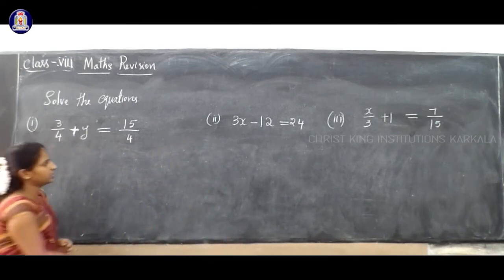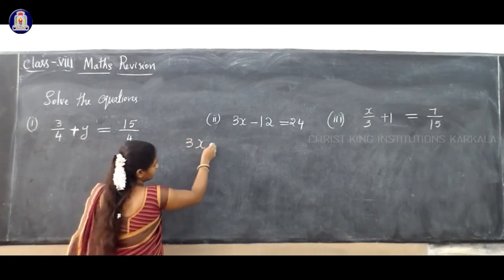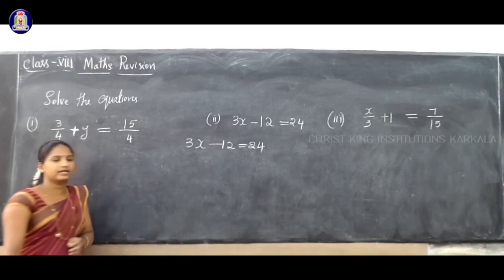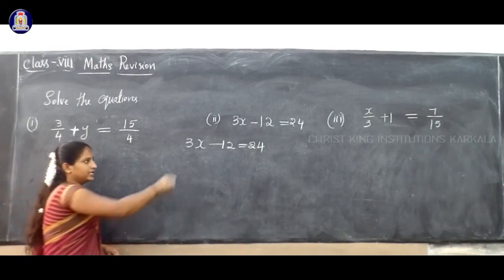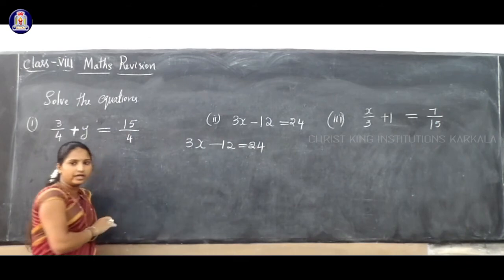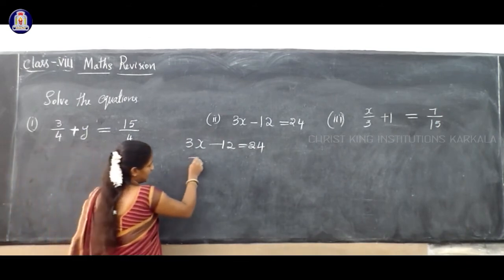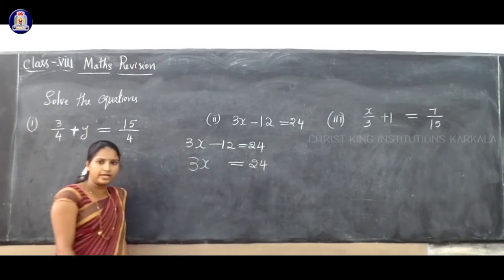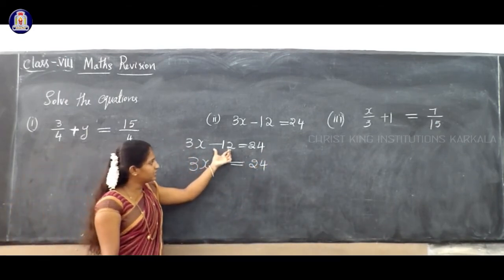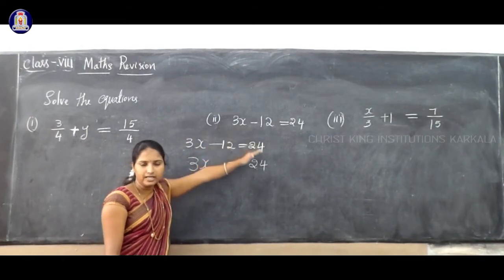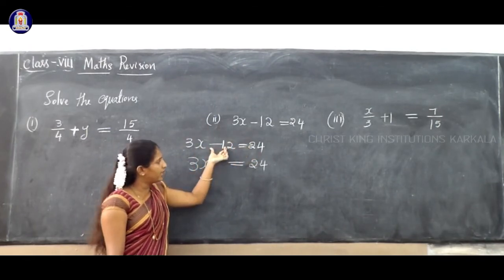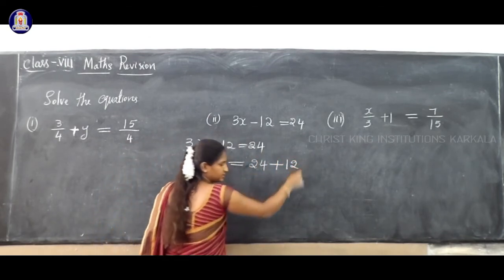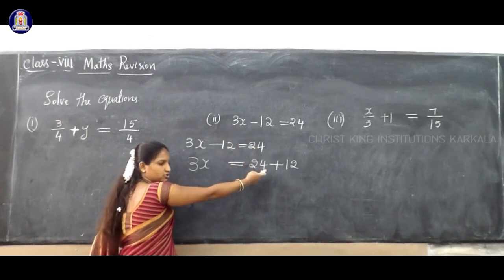So we will see the second equation, that is 3x minus 12 is equal to 24. In the second equation the variable is x. So you write 3x as it is, and equal to 24 will be in the same place. Which is the constant term here? This 12 you have to write on the other side. So minus 12 will go to the other side, and we get plus 12. Is it correct? The minus sign changes into plus.